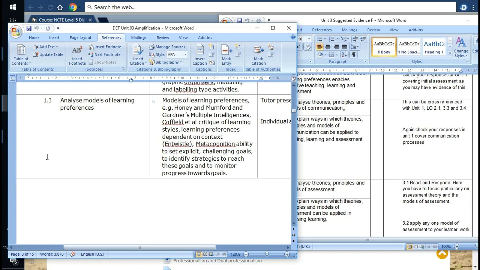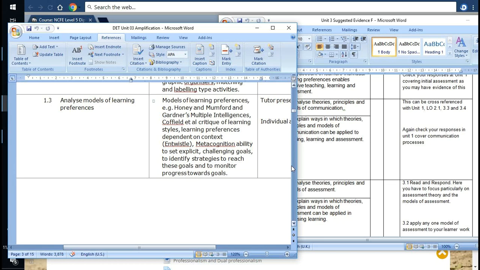They're usually a mixture. And that's where the others have come in with, well, there's this style and there's that style. And they make it really difficult. Again, metacognition: the ability to set explicit, challenging goals, identify strategies to reach the goals, and monitor progress towards those goals. Now, you're doing that a lot of the time. You're setting them explicit tasks that they've got to do, and then challenging them, and then identifying the way you actually reach those goals and monitor their progress.